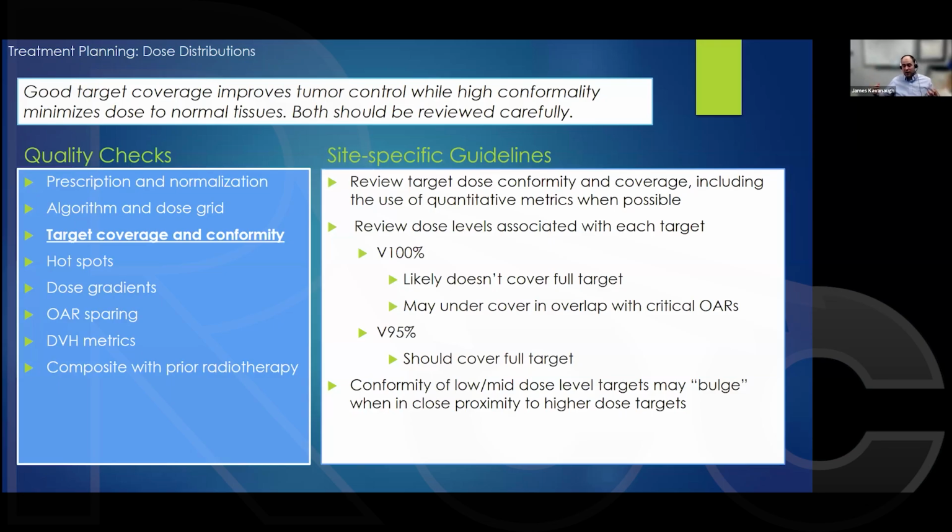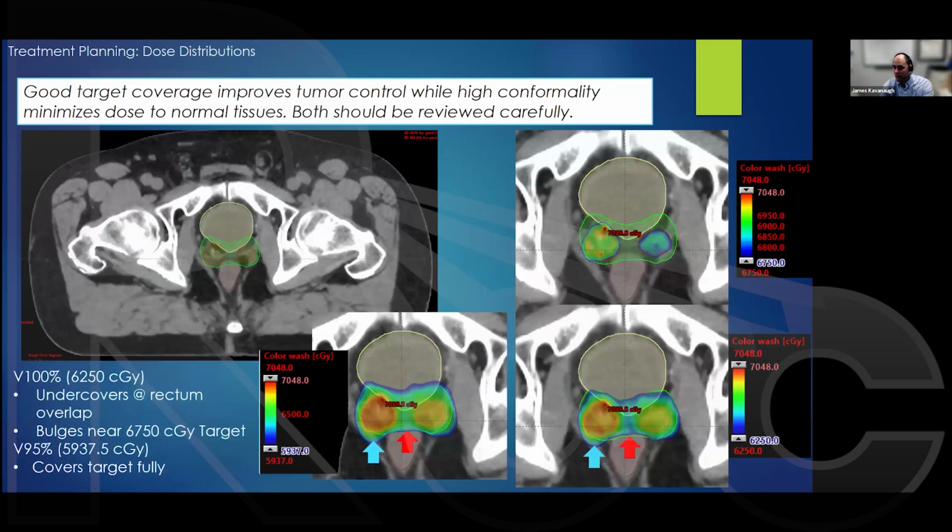And then looking at conformity, not just at the prescription dose level but at lower dose levels, low and mid, to see whether the dose is bulging in the areas and directions that I expect, and it may be bulging more around higher dose targets. So here is a visual example of what I'm talking about. Here we're treating the prostate bed, in green, and in red are these boosts within the bed itself. The low dose target is getting 6250, so the green is getting 6250. The high dose is going to 6750.